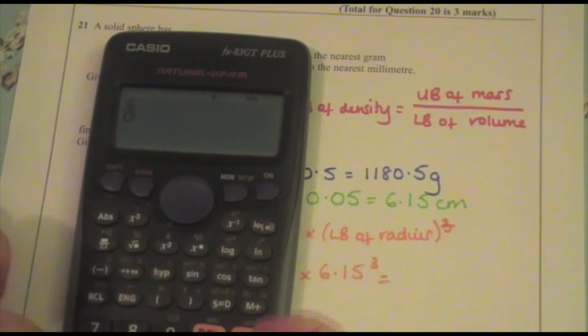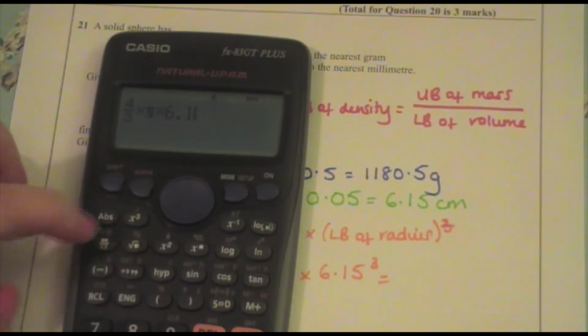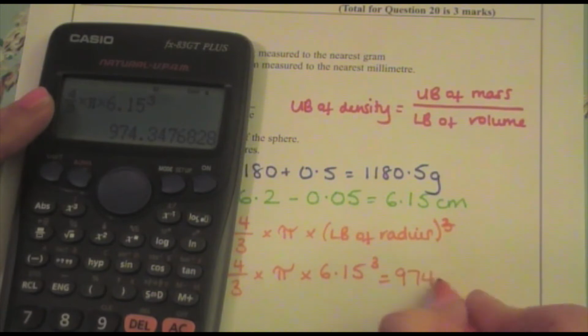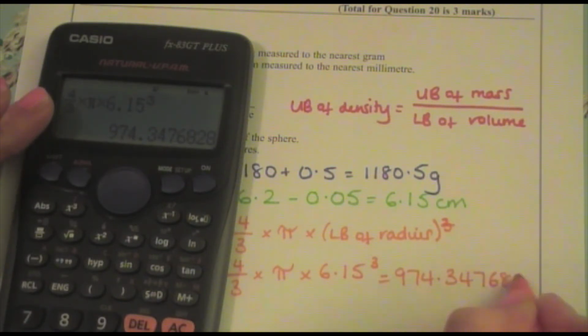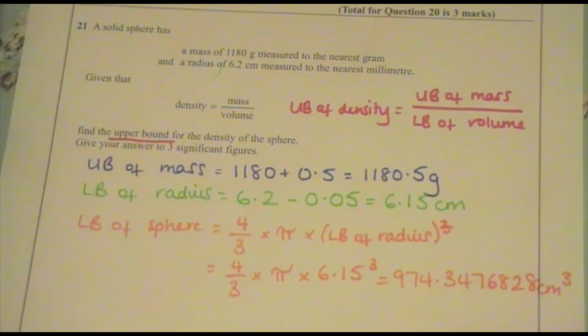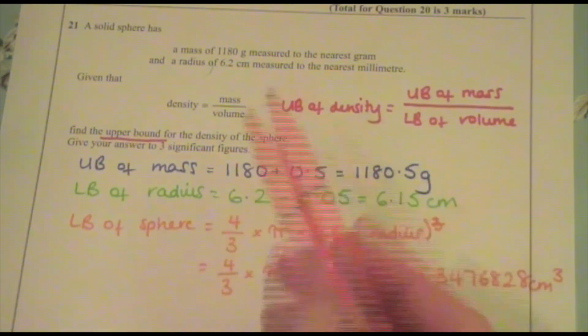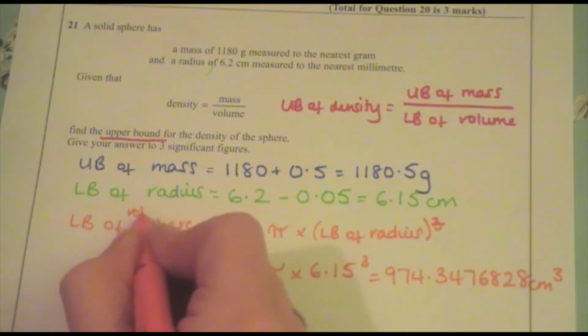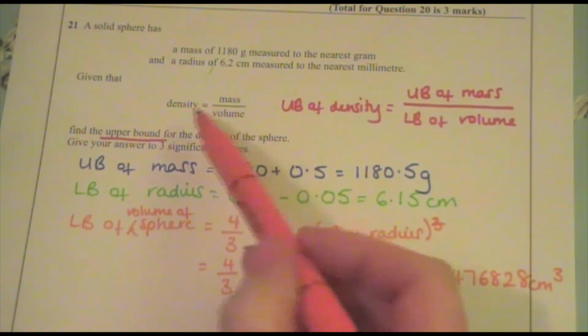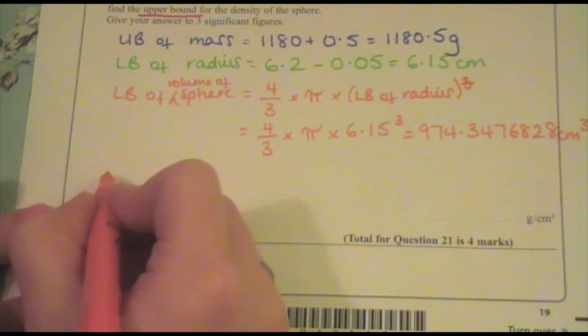So I've got 4/3 multiplied by pi multiplied by 6.15 cubed. And that gives me 974.3476828. And that is centimetres cubed because it's volume. Okay, so I found the lower bound of the volume of the sphere, and I found the upper bound of the mass, so I now need to find the upper bound of my density. So, my upper bound of my density then.